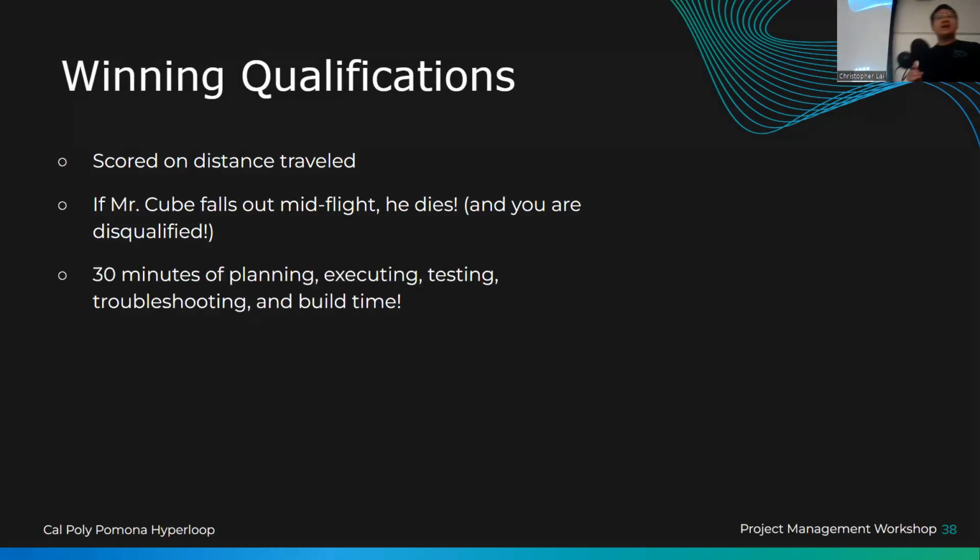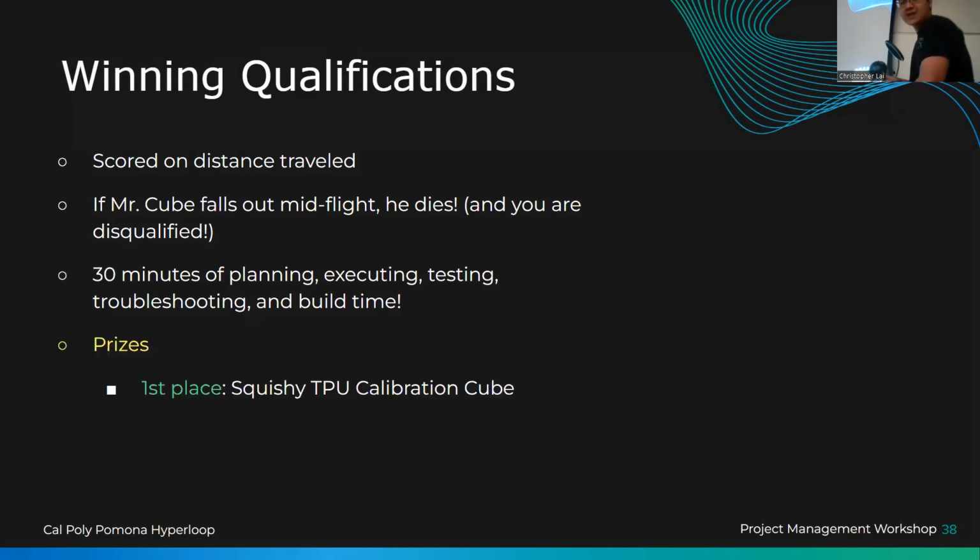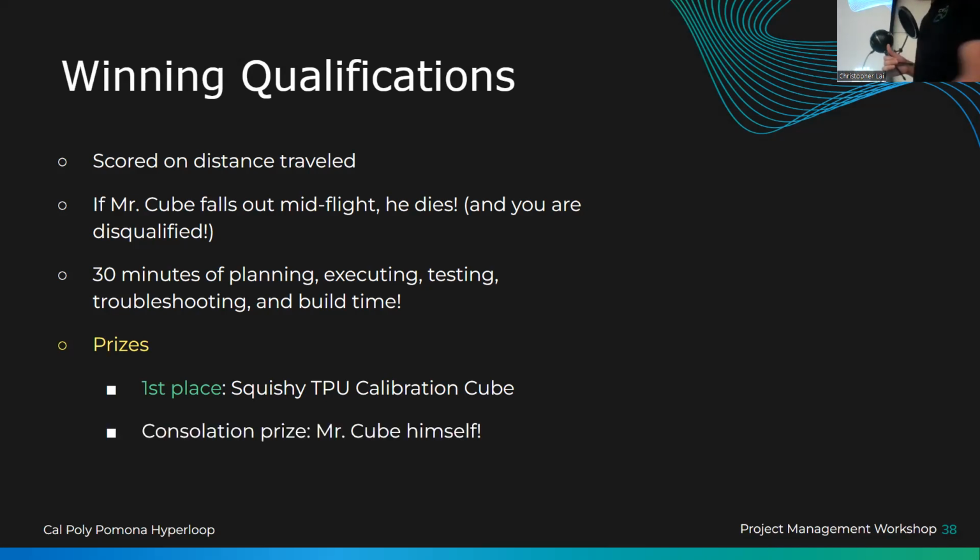You get 30 minutes of planning, executing, testing, troubleshooting, and build time. And then you can have prizes. So the first place will get this squishy TPU cube that I printed. Special squishy Mr. Cube. Orange. And the rest of you can just take Mr. Cube himself home. I have a bunch of calibration cubes in here I usually use for 3D printer testing, so you can just take that home.